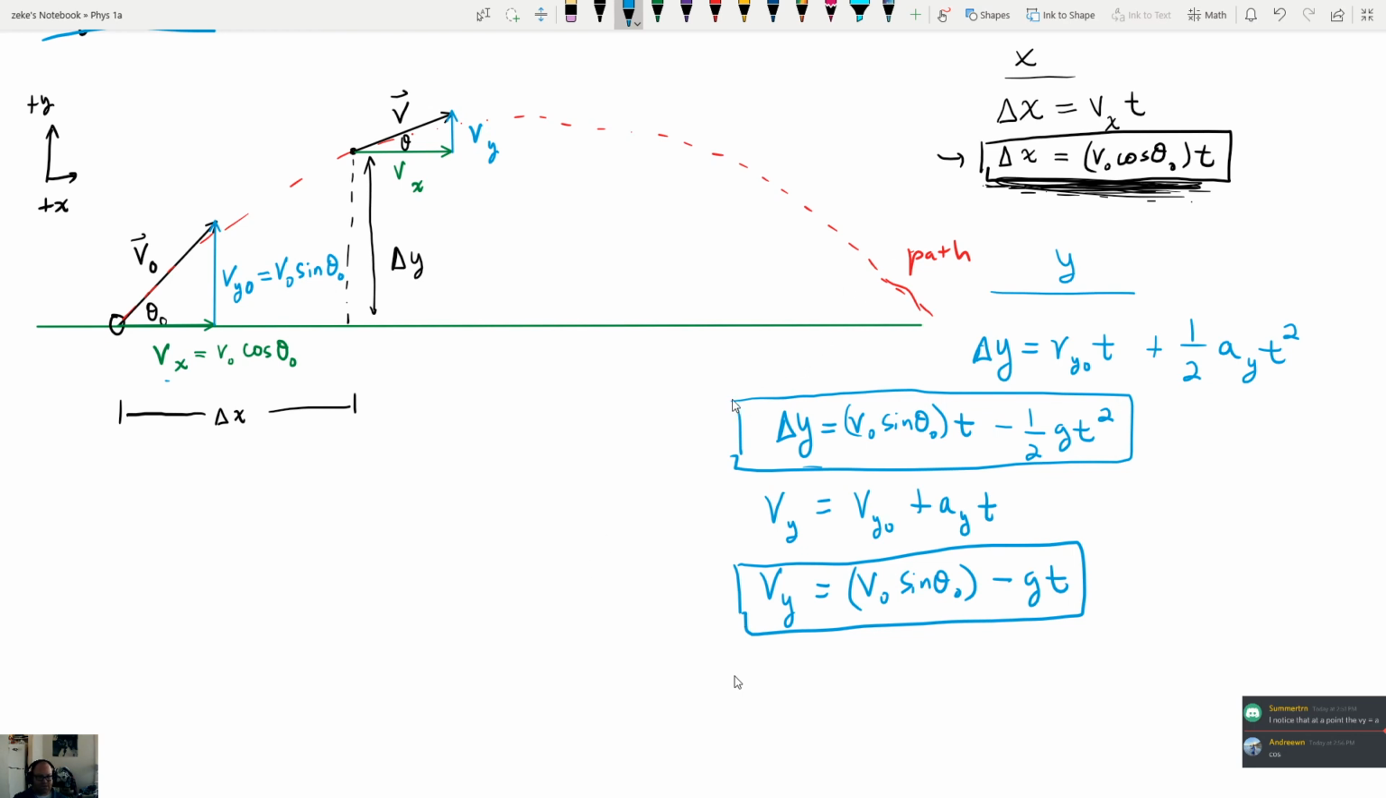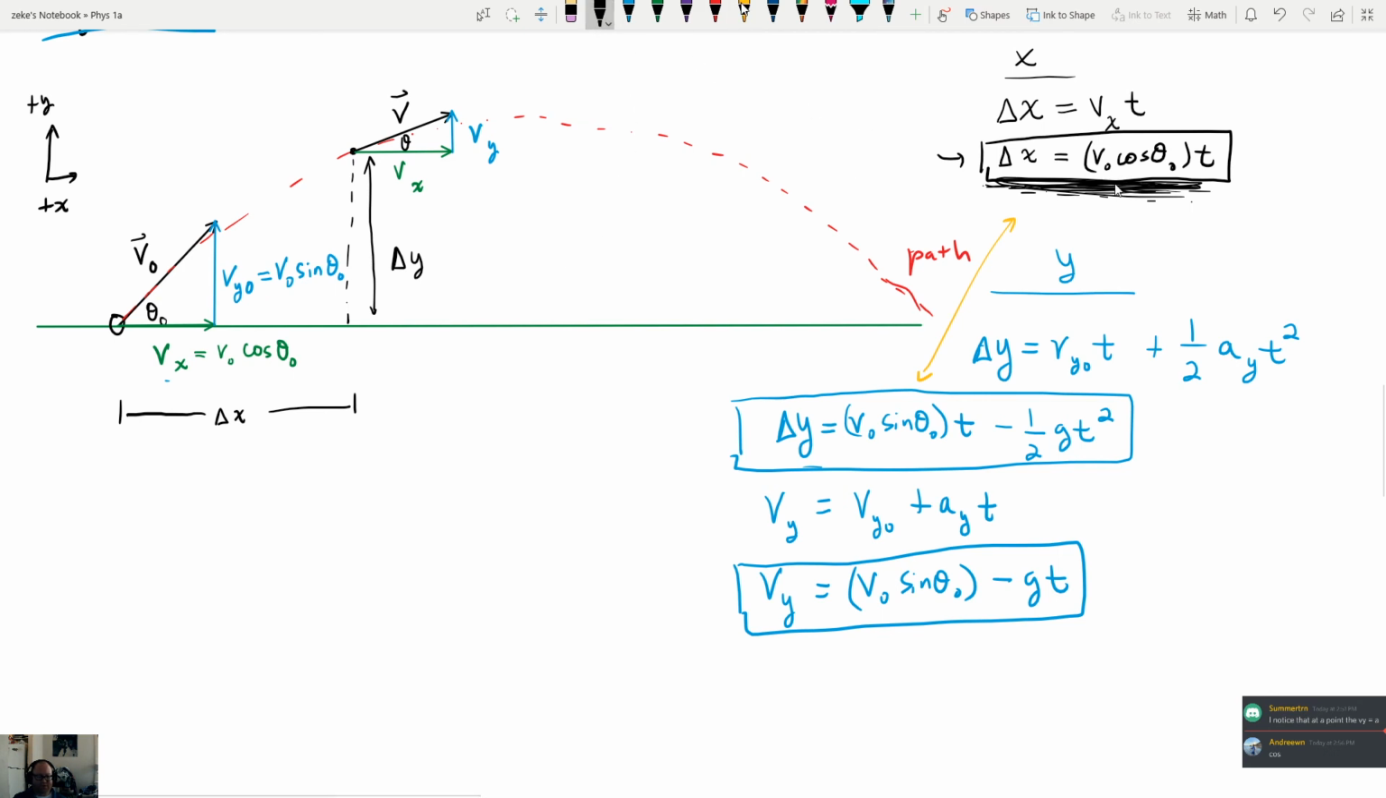And the final thing I want to do, does anyone have any questions? Some of this stuff should be pretty familiar to you. What I want to do now is combine these two equations to give you another equation that I think is very, very useful. To combine those two equations, I want to eliminate t. All right?